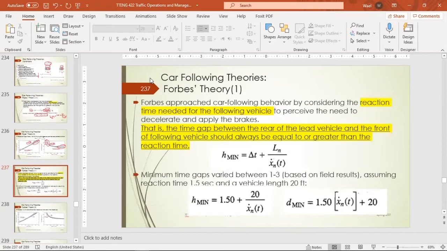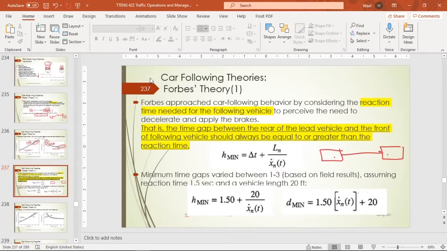So Forbes later on linked the time headway with the reaction time needed of the following vehicle. So he mentioned that the time gap between the rear of the vehicle and the front of the following vehicle, that's the lead vehicle and that's the following vehicle.